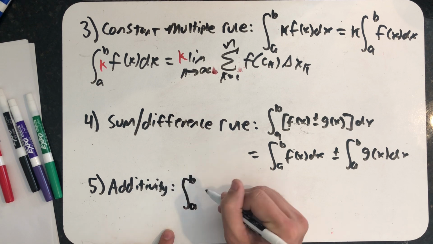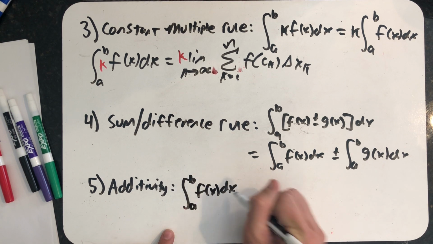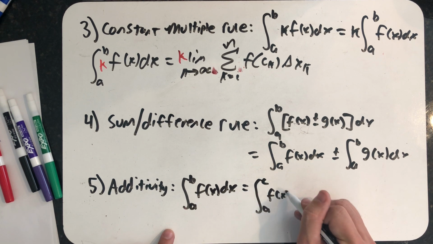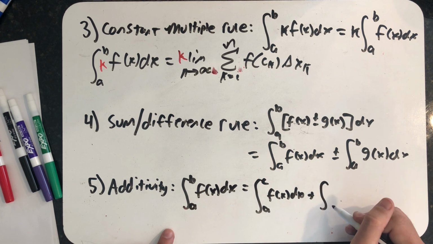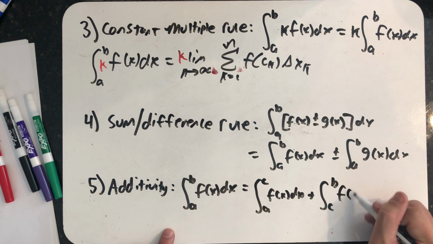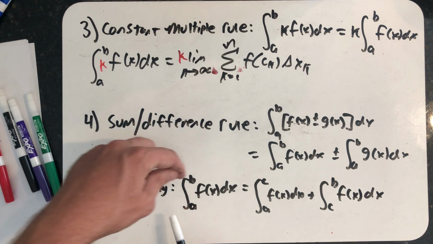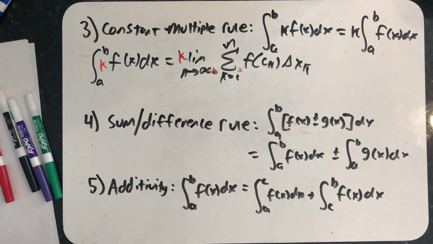All right, this is going to sound odd, but additivity is my favorite rule about the definite integral. The integral from a to b of f of x dx is equal to the integral from a to c of f of x dx plus the integral from c to b. What this says is I can integrate from a to c and then from c to b, and if I add those together, I get what I would have gotten if I just integrated from a to b.